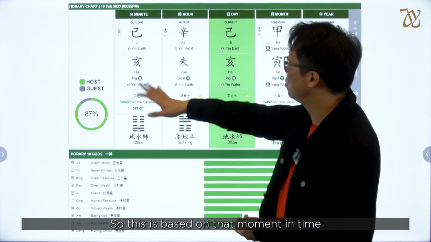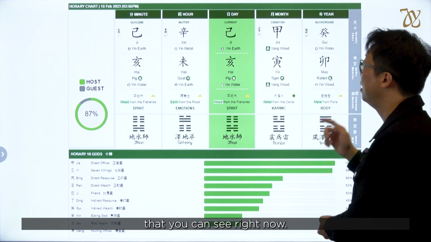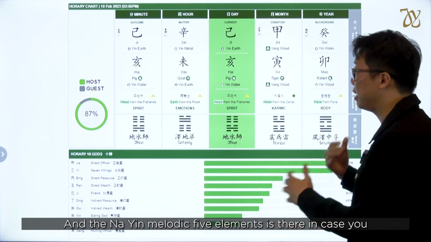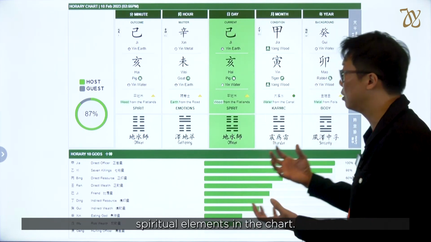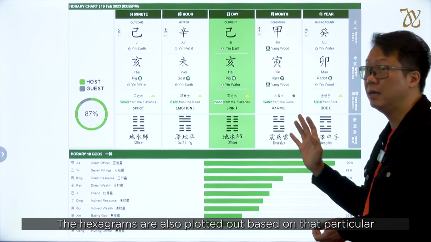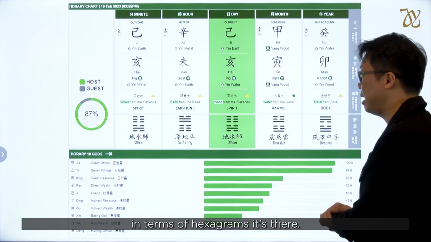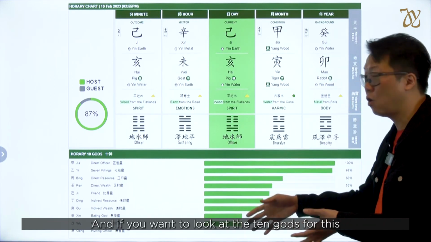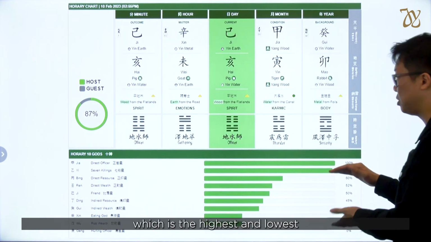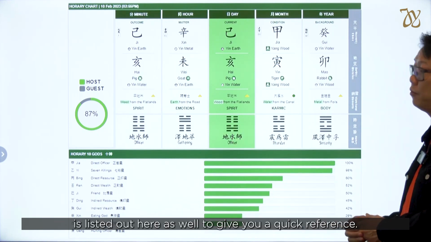So this is based on that moment in time that you can see right now, and the Na Yin melodic 5 elements is there in case you want to talk about the so-called spiritual elements in the chart. The hexagrams are also plotted out based on that particular day, hour, and minute. So in case you want to see in terms of hexagrams, it's there. And if you want to look at the 10 gods for this exact moment in time, the energy levels, which is the highest and lowest of the 10 gods or the 10 stars, is listed out here as well to give you a quick reference.